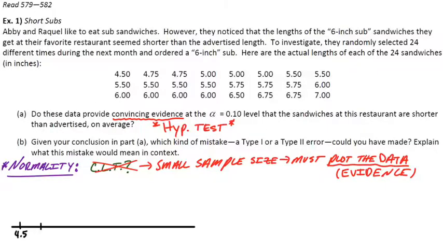I think the shortest one here is 4.5. And it goes all the way up to 7.0. And I've got to put some marks in between those two. So we have to make some sort of graph. I guess if you really wanted to, you could make a histogram or a normal probability plot. Seems like it would be really easy to just make a dot plot here, though. Ooh, and I can't forget to label. These are the sub-lengths in inches.